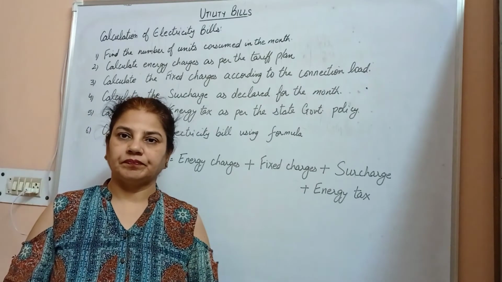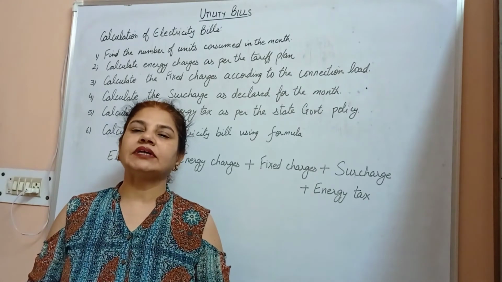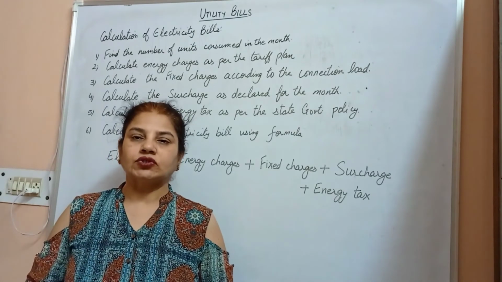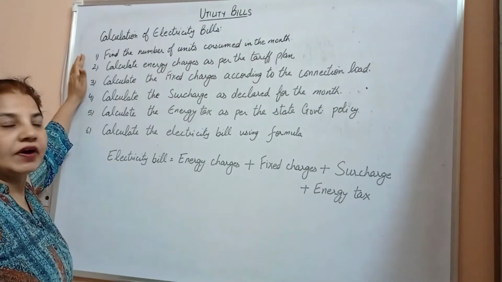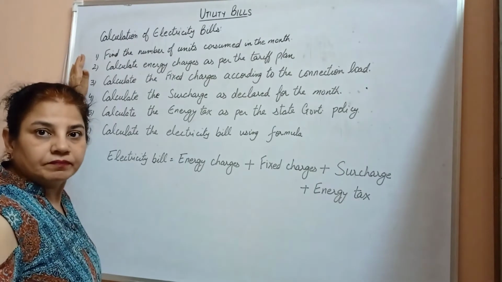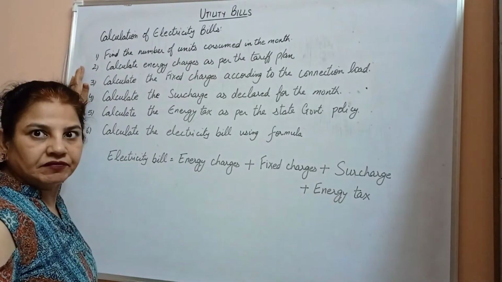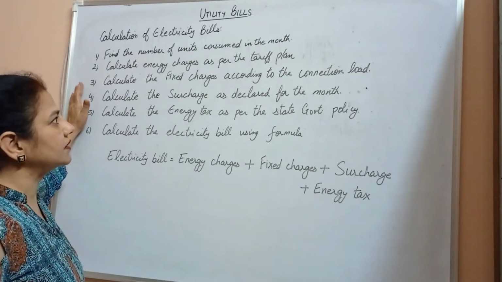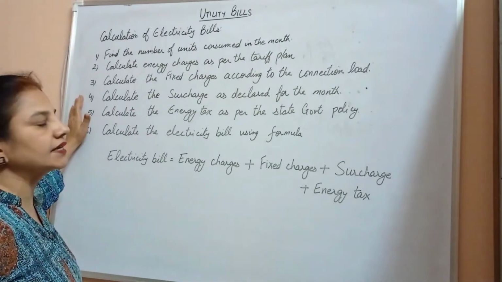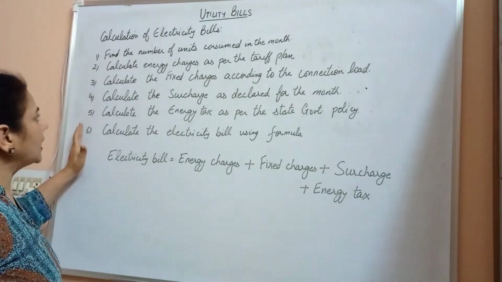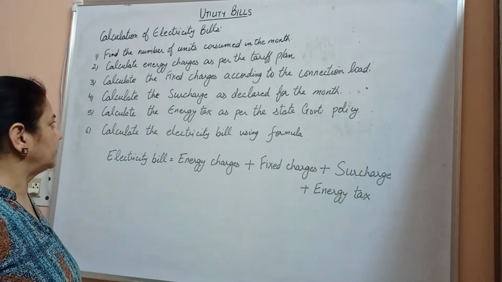Calculation of electricity bill. There are a few steps required to calculate the electricity bill. As the electricity bill comes every month, we take a particular month. First, find the number of units consumed for that month. Calculate the energy charges as per the tariff plan. Calculate the fixed charges according to the connection load. Calculate the surcharge as declared for the month. Calculate the energy tax as per the state government policy.